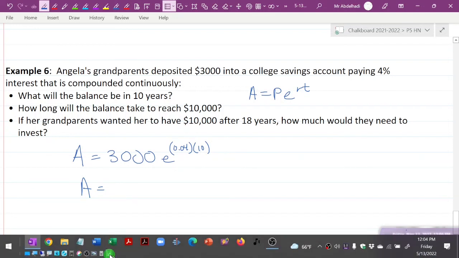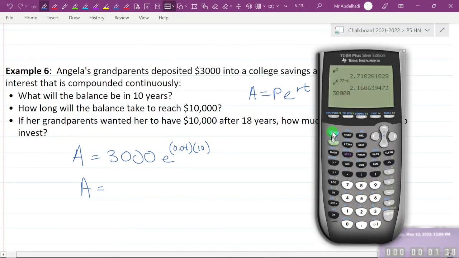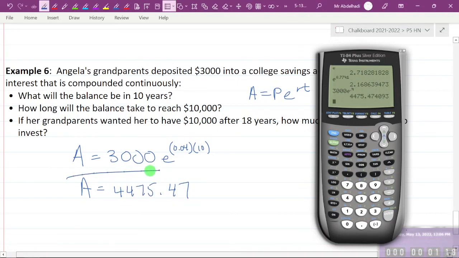And that's going to be 3,000 times e to the power of 0.04 times 10, which is just 0.4. I'll just write 0.4. And what I'm getting is $4,475.47 to the nearest penny.